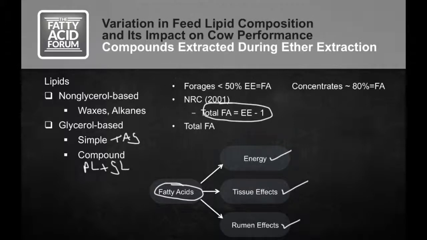But as we can see from these two examples here, that's really not universal across different feedstuffs, and there's really no good equation or relationship between total fatty acid content of a feed and the amount of ether extract present in that feed. And it's for those reasons that we feel it's important as we move forward for ration formulation and balancing that we look at measuring and determining total fatty acid concentration of feed rather than ether extraction.